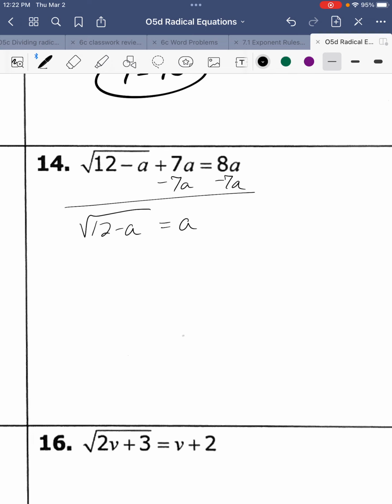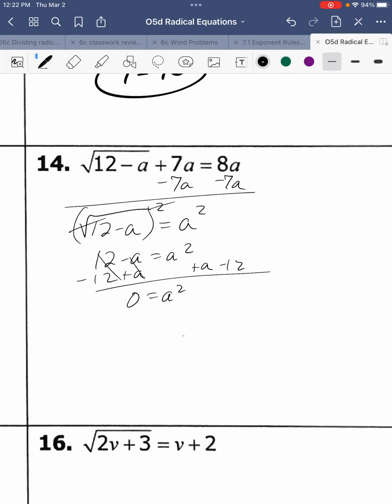We get 12 minus a equals a, and now it's isolated, so we're squaring. Left of 12 minus a equals a squared. Add a, subtract 12. We get 0 equals a squared plus a minus 12. Now we have a quadratic, so now we have to look at factoring.